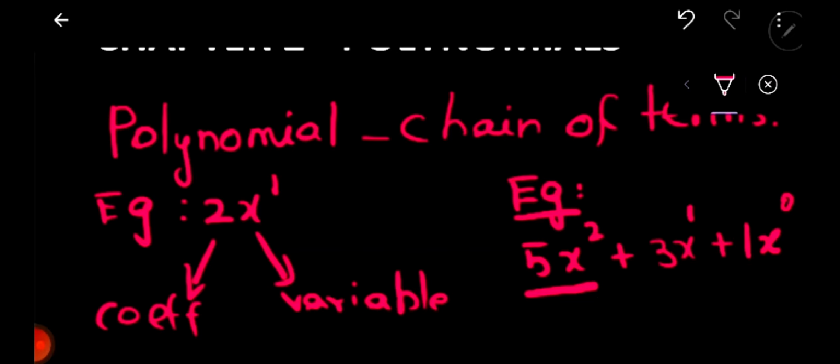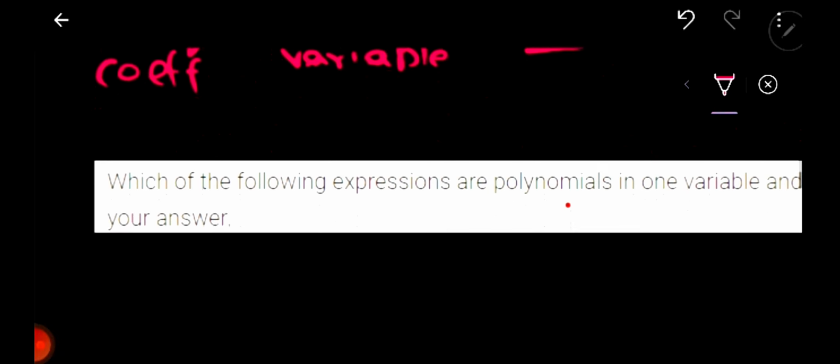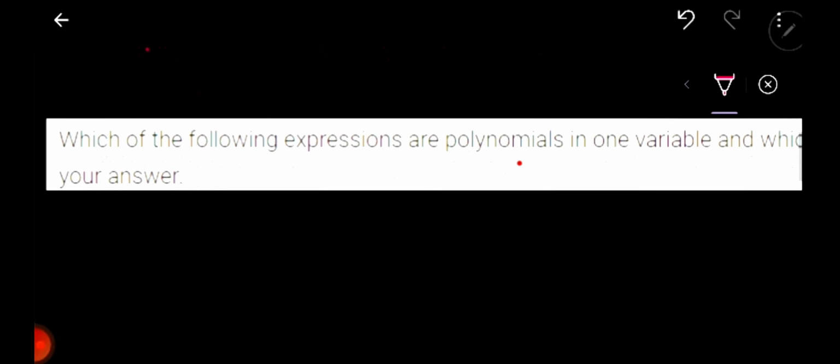Now we will start the exercise. The first question in exercise 2.1. Which of the following expressions are polynomials in one variable and which are not? State reasons for your answer.